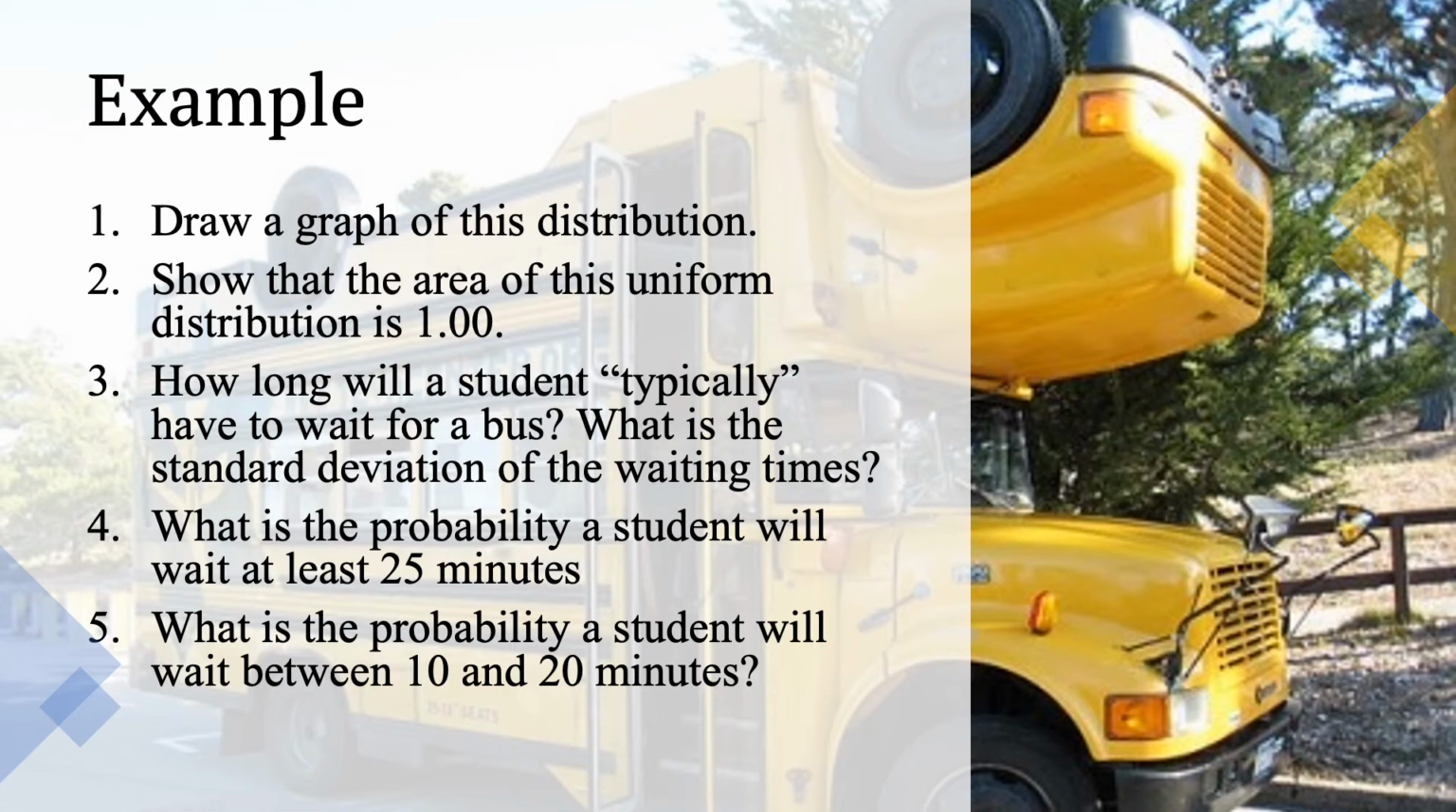Let's answer a few questions. First, in our example, we're going to start by drawing a graph of the distribution. This is very important. Everything we do from this point onward, we will start by drawing a picture of the distribution. Second, we're going to show that the area of the distribution is 1 or 100%. Third, we'll ask the question, how long will a student typically wait for the bus? And then we'll look at the standard deviation. Then we'll ask, what is the probability a student will wait at least 25 minutes? And what is the probability a student will wait between 10 and 20 minutes?